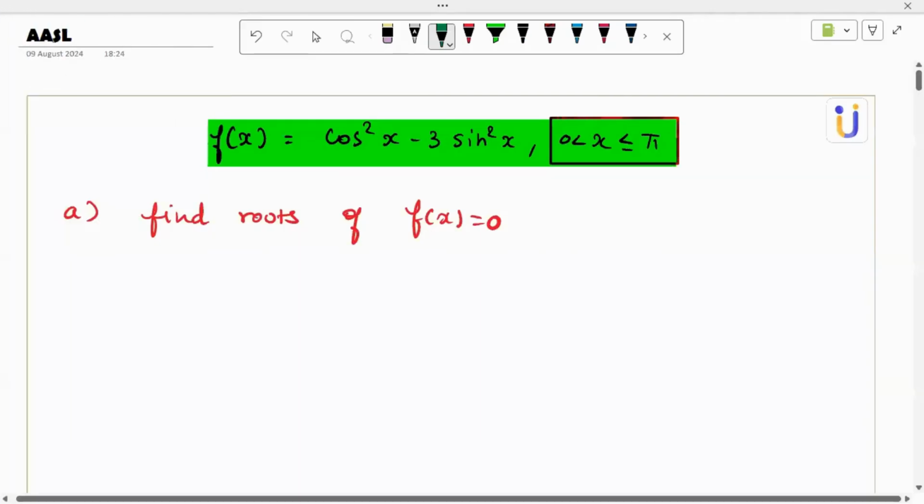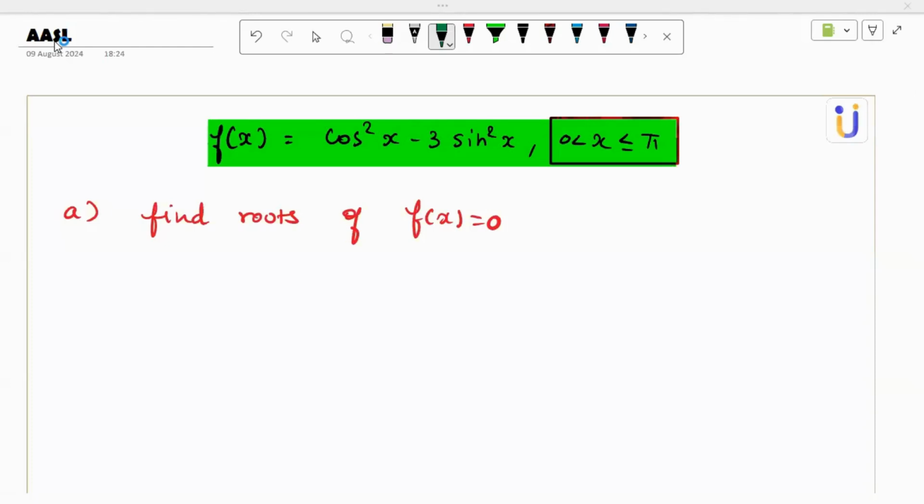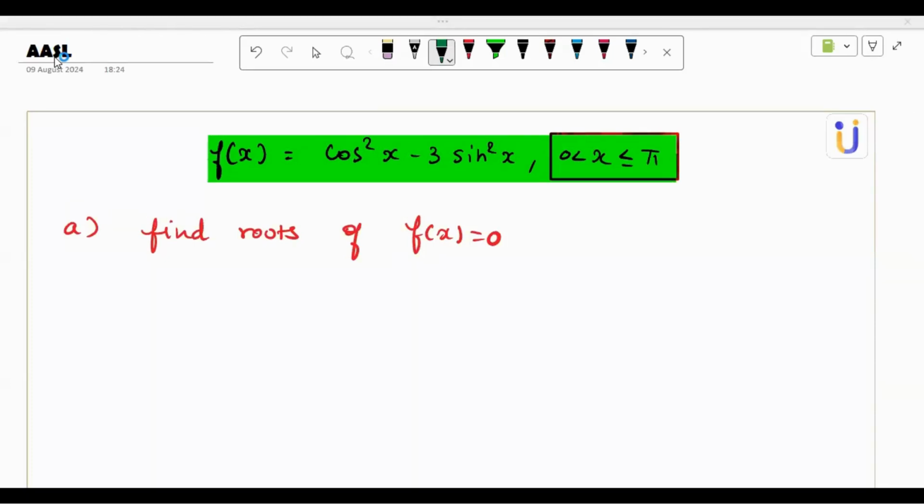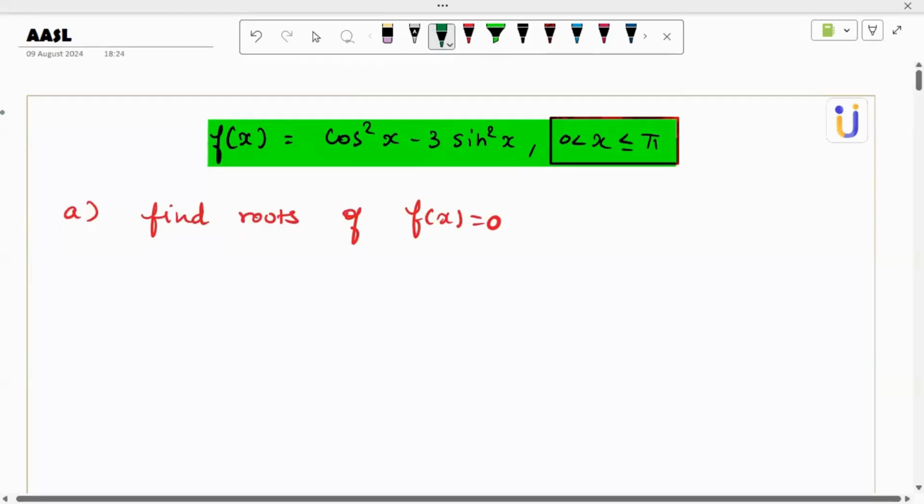Today we are going to discuss AASL paper 2, paper 1, question number 9. This is a trigonometry based question and it carries a total of 15 marks. So let's break down the concept and solve this. And here we go. First, a function is given and its domain is also given.